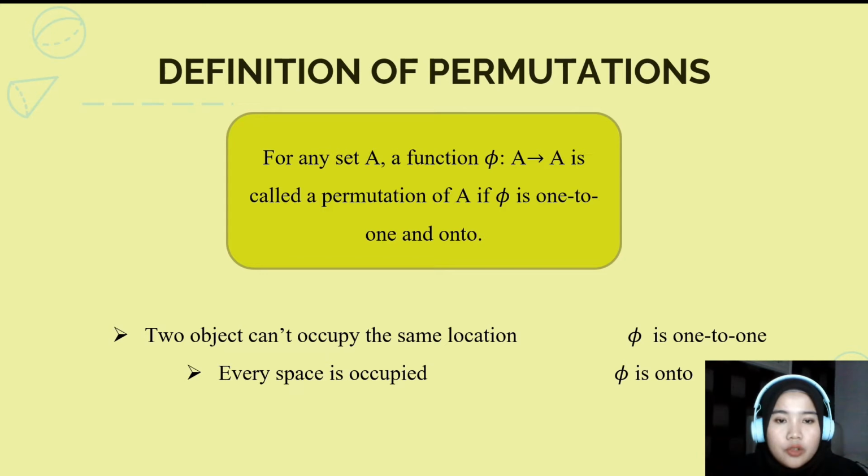Okay, first we need to know the definition of permutation. For any set A, a function phi which goes from A to A is called a permutation of A if phi is one-to-one and onto. There are two things to know. First, two objects can't occupy the same location. In other words, phi is one-to-one. For example, if 1 maps to 2 and 3 also maps to 2, then two objects are in the same place. Second, every space is occupied, which is another way to say that phi is onto.